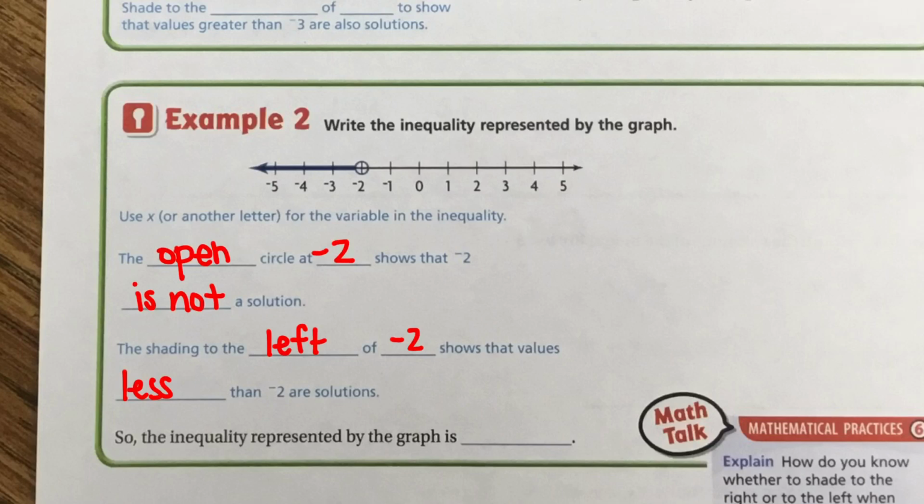So the inequality represented by this graph is, let's just throw a variable out there. Does it tell me a variable? Oh, it says use x. Okay. So x is what? Less than what? -2. It wouldn't be less than or equal to. X is less than -2, so it would go this way. Any of those numbers would work for x, but that would be my inequality.